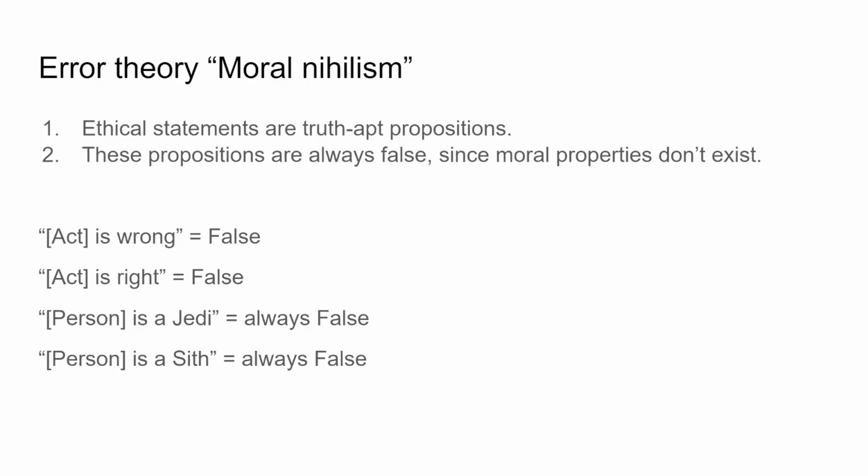Now, this might sound contradictory, but it's not really. It's just the case that wrong and right don't exist. So those statements are always going to be false because they can't be true. So another example would be if I say, like, David is a Jedi. That's false. I can say anyone's a Jedi, that's always going to be false. I can also say anyone's a Sith, and it's always going to be false because neither Jedi nor Sith exist in this world. Just like the error theorist believes that wrong and right don't exist in this world.